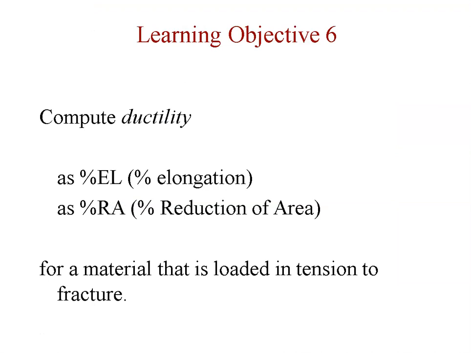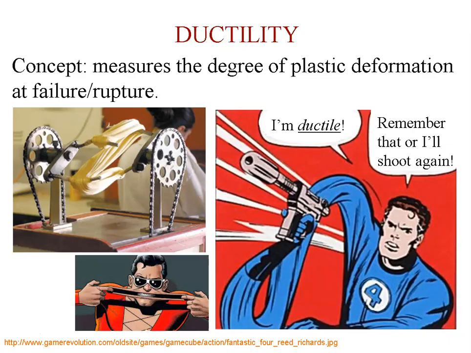This learning objective is to talk about the mechanical property known as ductility, which we can define in several ways. Ductility measures the degree of plastic deformation at failure or rupture. Imagine a piece of saltwater taffy that you stretch between your hands. It will stretch out quite a bit before it breaks or fails.